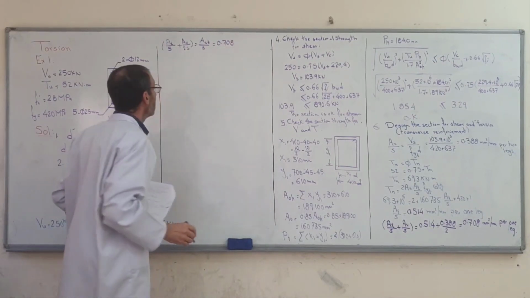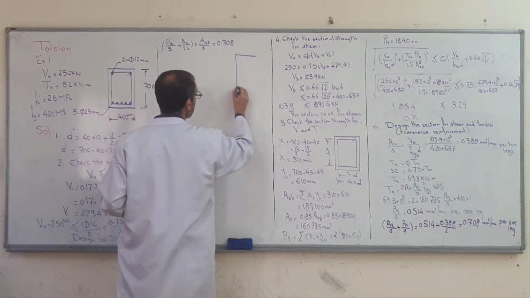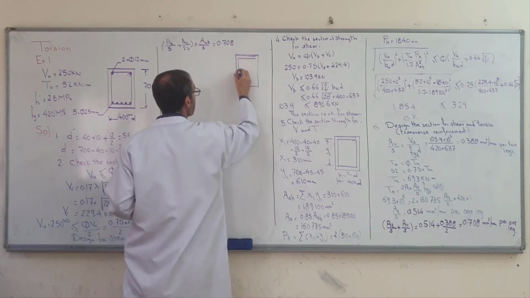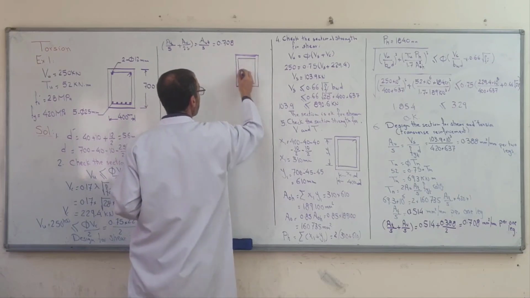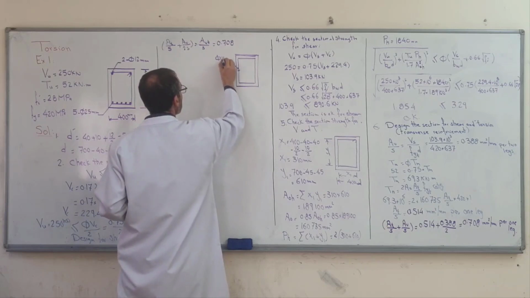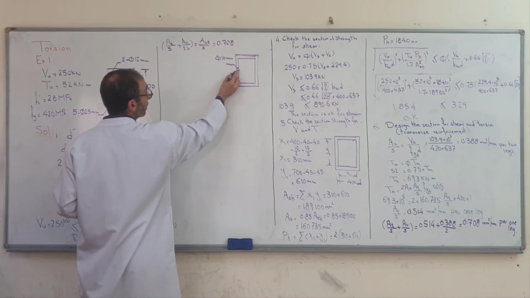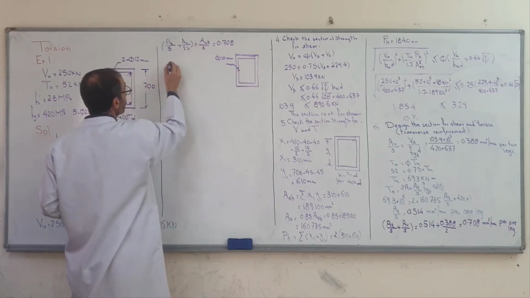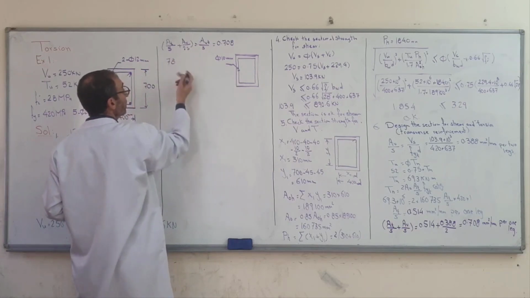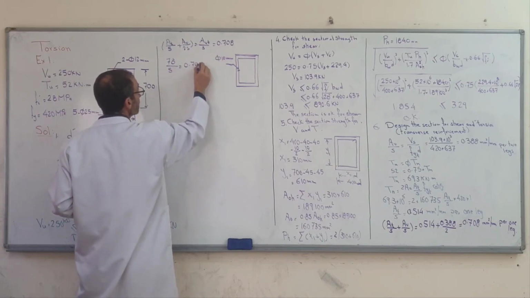0.708. This is for stirrups in our beam. If we use phi 10 millimeters for shear and torsion, then Avt is equal to half of the area of phi 10, s is unknown, and the total required is 0.708.